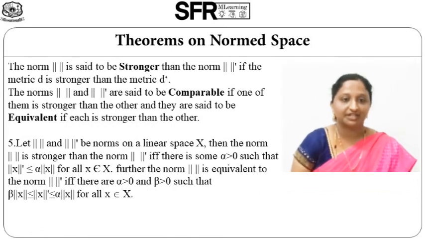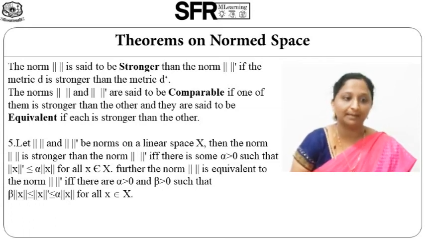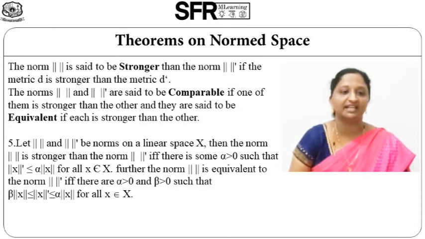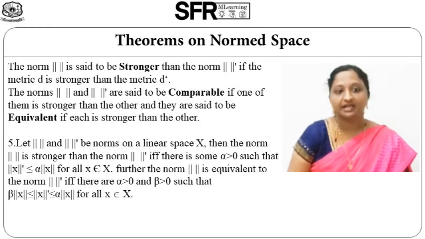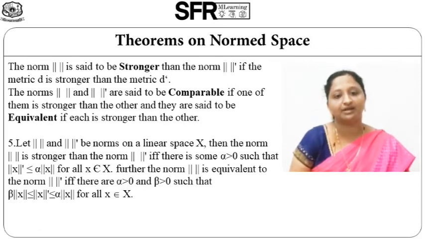In this session, the last theorem on normed spaces concerns stronger, comparable and equivalent norms. First of all, I want to give the definitions. The norm is said to be stronger than the norm dash if the metric d is stronger than the metric d dash. The norm and norm dash are said to be comparable if one of them is stronger than the other, and they are said to be equivalent if each is stronger than the other.